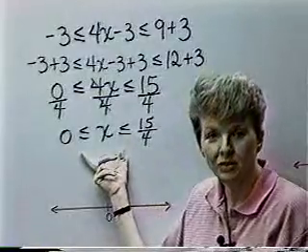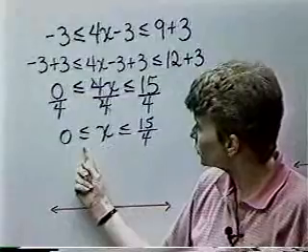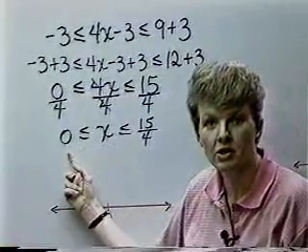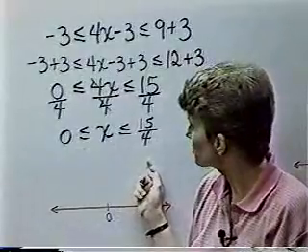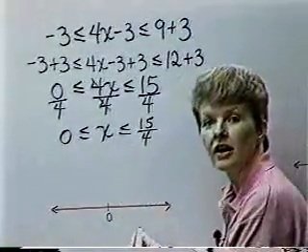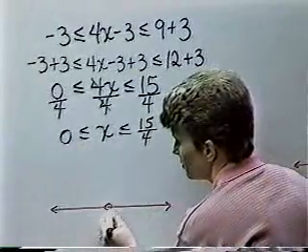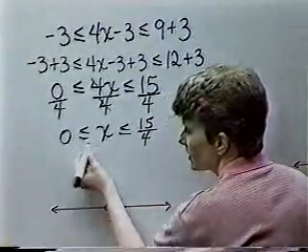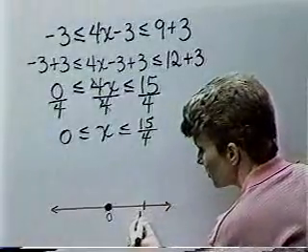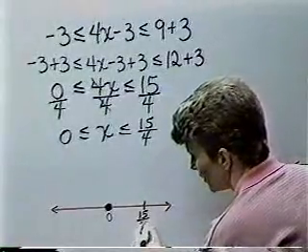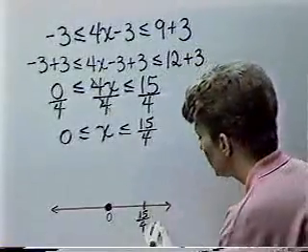Let me show you how to graph this solution. This would be all numbers greater than or equal to 0 and less than or equal to 15/4. So look at your number line. Here's 0, closed circle because of the less than or equal to. Let's find 15/4 somewhere to the right of 0. Again, a closed circle on 15/4.